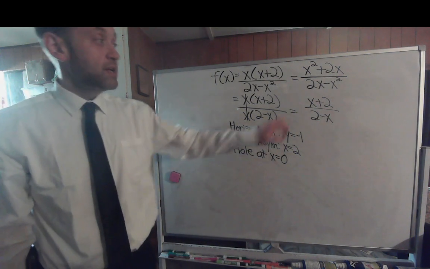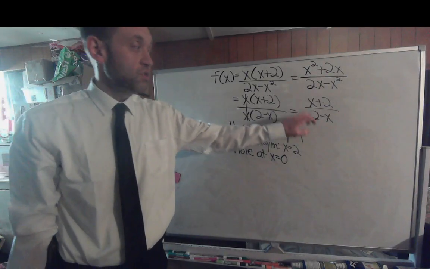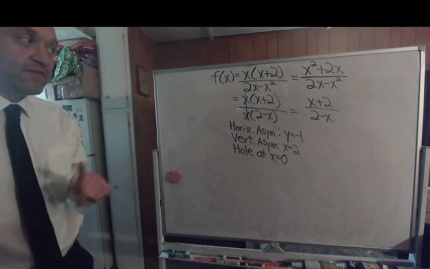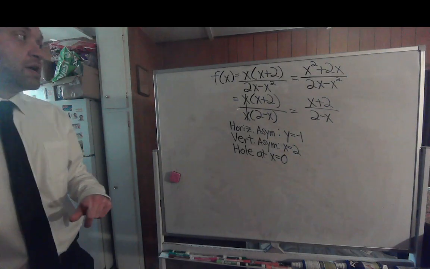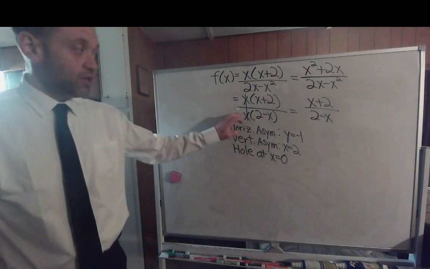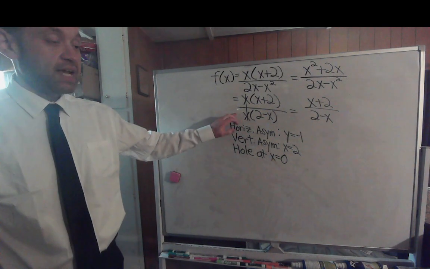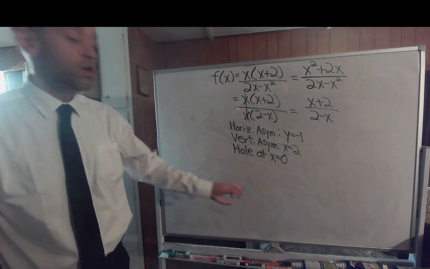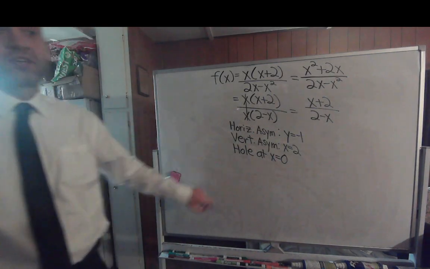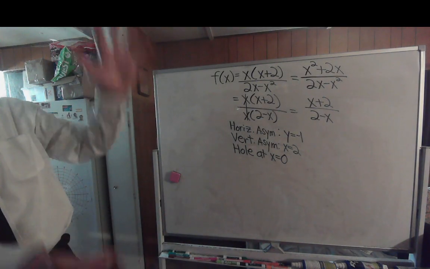Though granted, if you put in 0 here, you would get 2 over 2, which would give you a y value of 1. But you have to defer to the original. Even though it canceled out, since it canceled out, you only have a hole at x equals 0, not a full-fledged vertical asymptote.